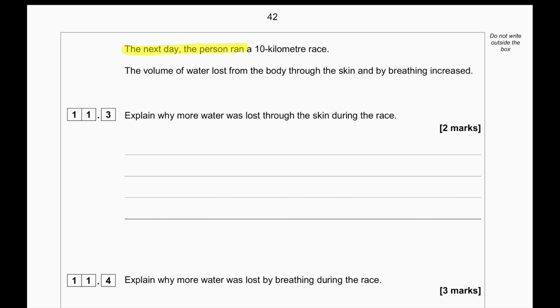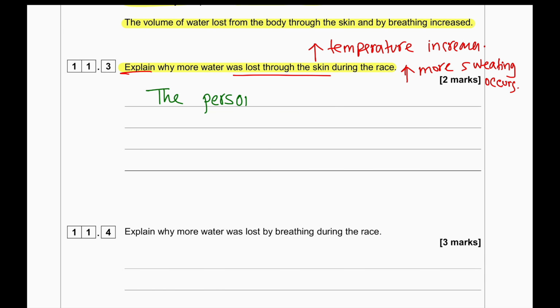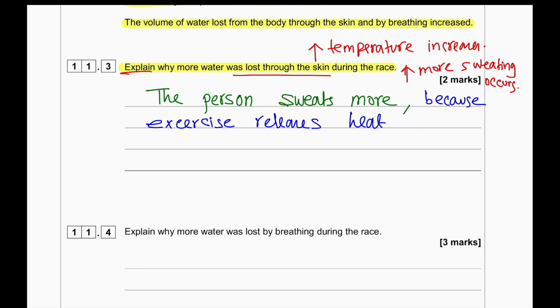The next day, the person ran a 10-kilometer race. The volume of water lost from the body through the skin and by breathing increased. Explain why more water was lost through the skin during the race. During the race, definitely the person is exercising, so the body temperature increases. So overall, more sweating occurs. Our key word is explain. So we will say, because the person exercises more, heat is released. So the person sweats more.